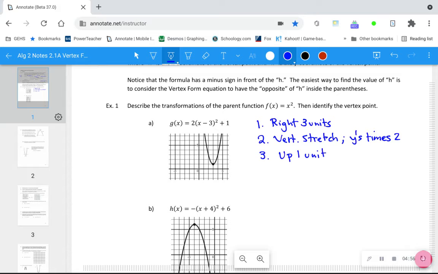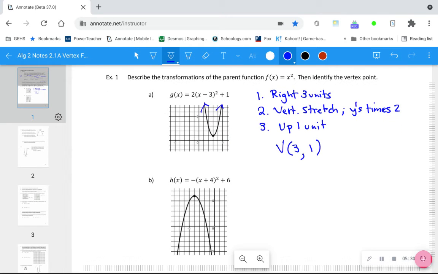And now we're going to turn our attention to finding the vertex. Well, the h value, you're going to find its opposite right there. So if the opposite of h is -3, then h must be 3. And then the k is simply that number at the back. So you can see that vertex located at (3, 1), 3 to the right of the origin, 1 above the origin. And this thing is stretched. It's taller than it normally would be by a factor of 2.